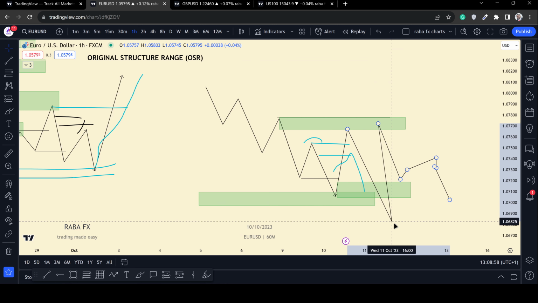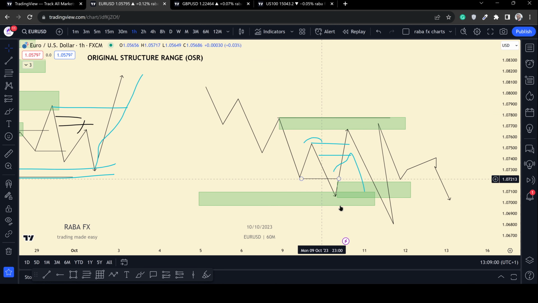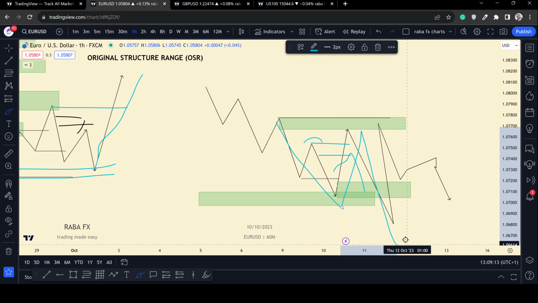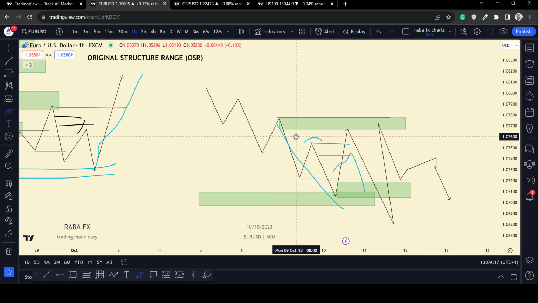Now what does that mean? That means that from here to here is simply one impulse leg. That's why sometimes I interchange it by calling it leg of structure. Okay, this is an impulse leg, retracement and pullback and continuation. Right, now you can also use this to trade pullbacks.